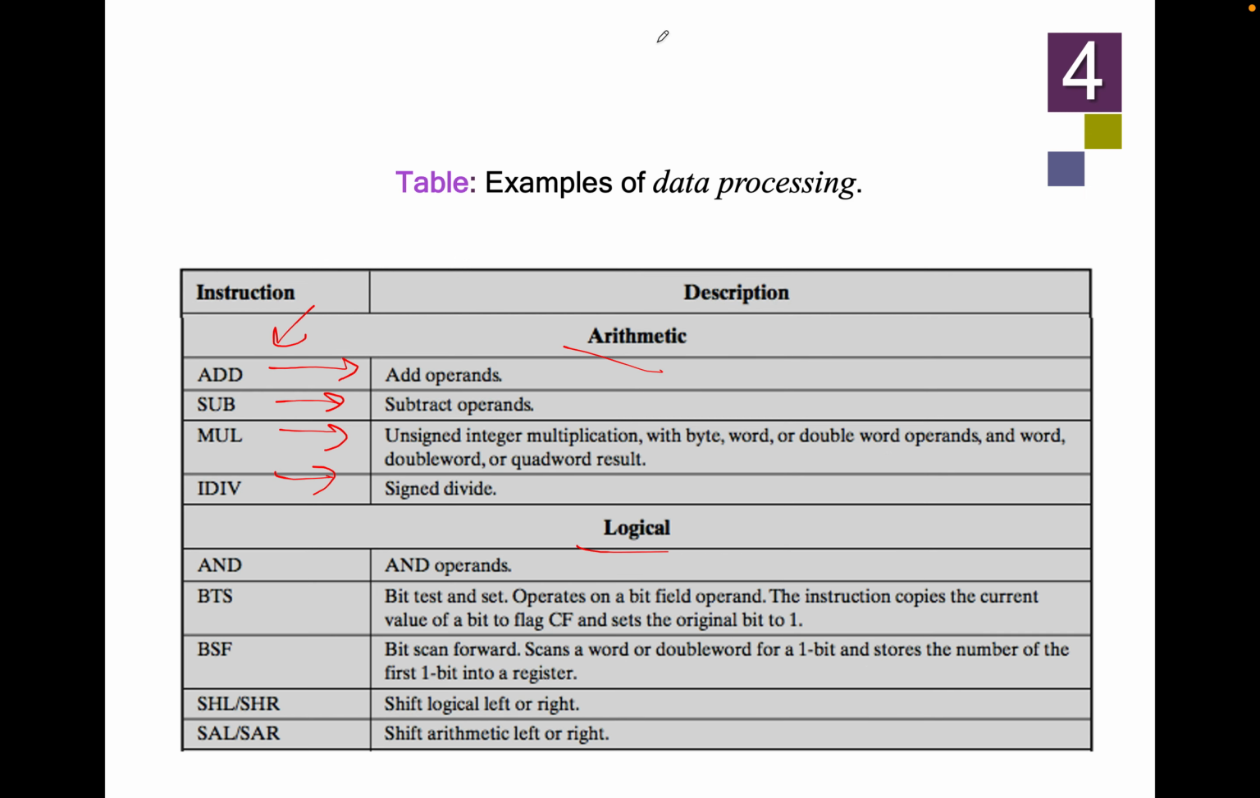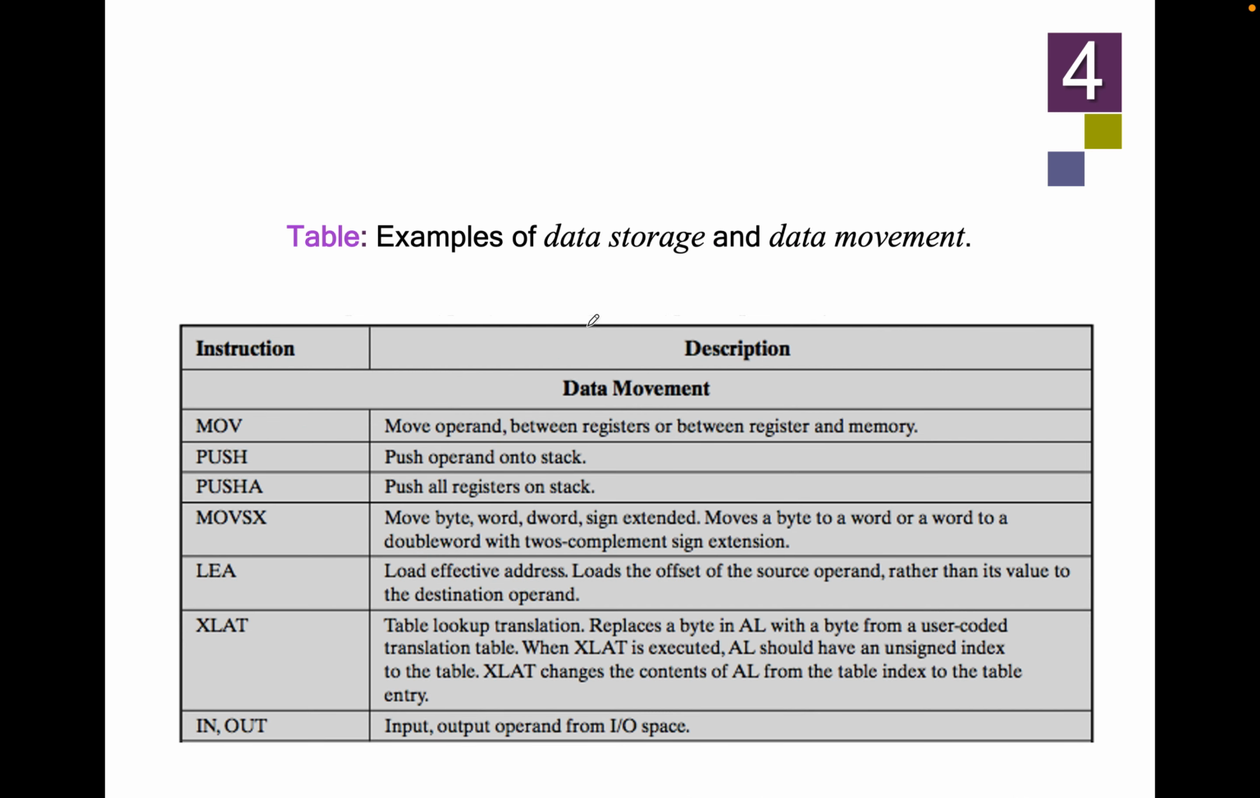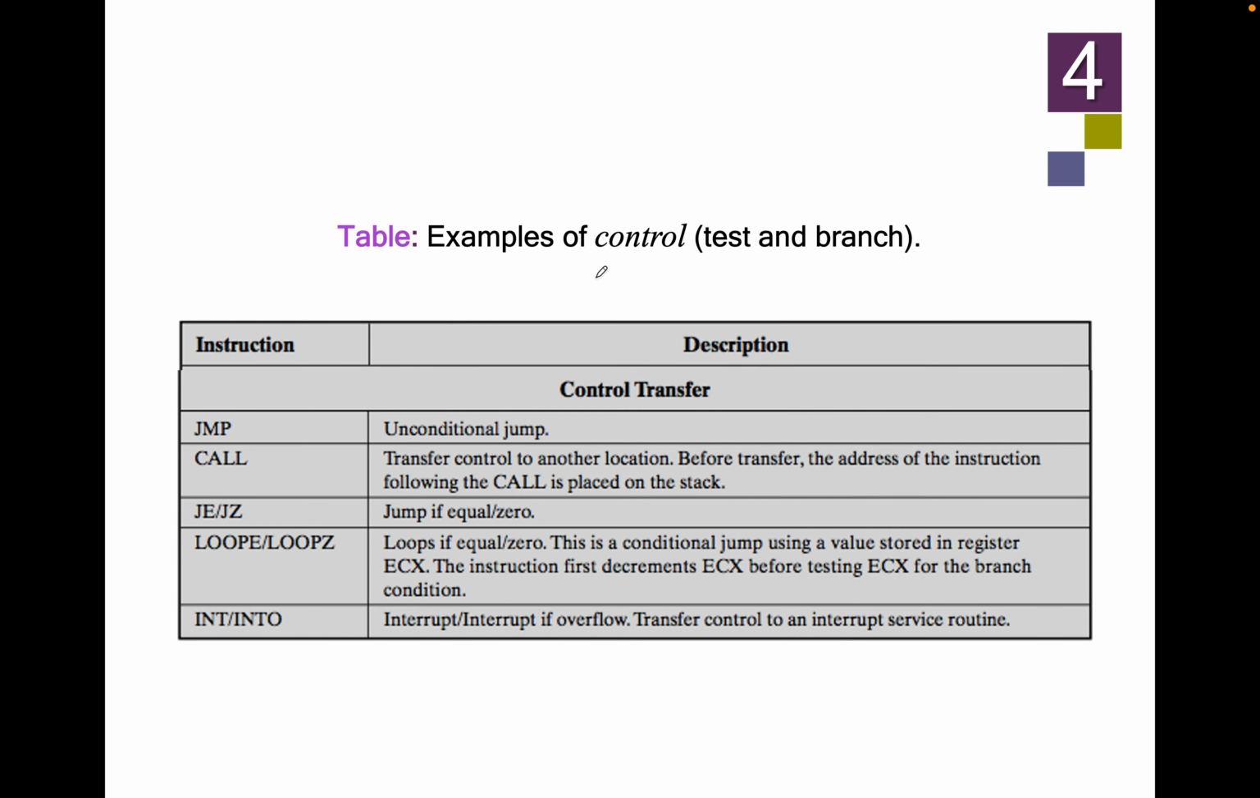And this is for your data storage and data movement here. This is data movement instructions. So you need to know the codes there, the opcode, and also the function and description. And lastly, your control, which is test and branch, where normally you're going to meet loops or even jumps. Something cool also. So that is frequently used in our assembly language.